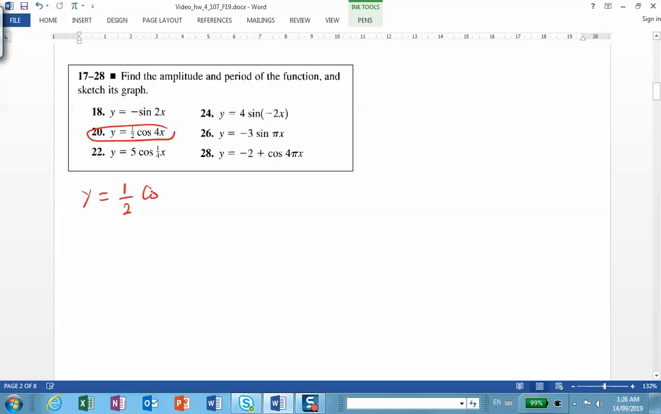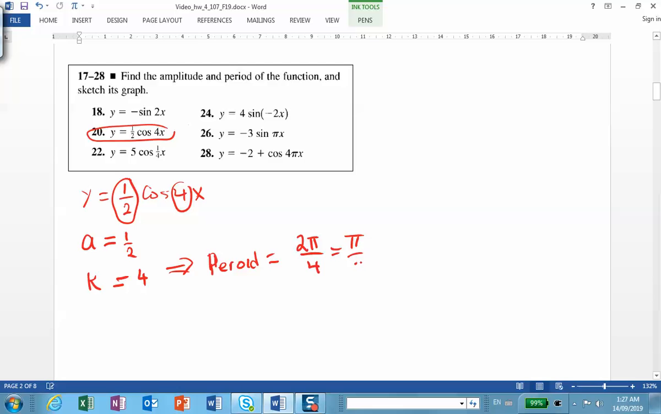We may have done this, but we'll repeat it again. So there is the amplitude, the positive number that's multiplied by cosine, and that's equal to 1/2. And there is the value of k, which is 4. Now, this tells you that the period of this cosine function is equal to 2 pi over k, which is 4, or pi over 2.